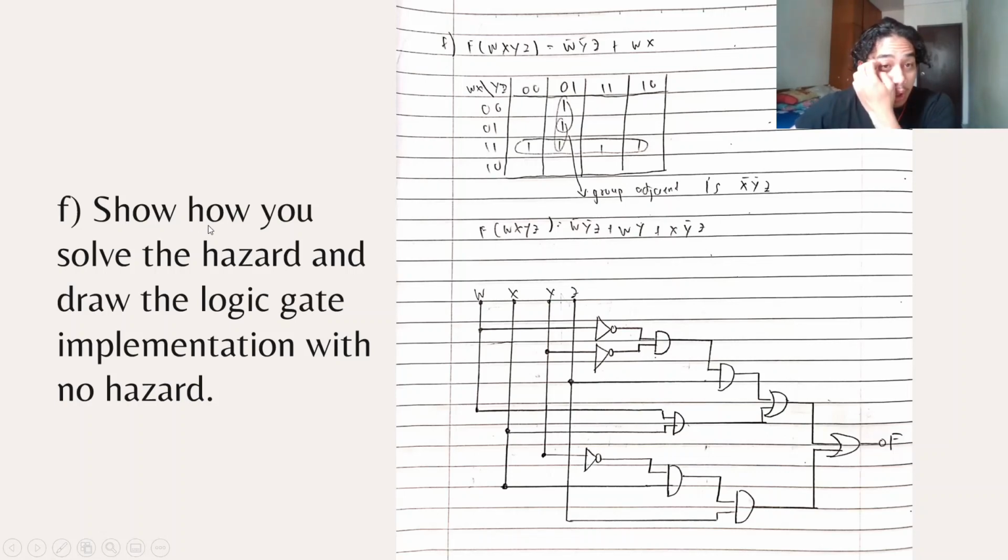F. Show how you solve the hazard and draw the logic gate implementation with no hazard. To answer this question, we need to reconstruct the adjacent groups again, and as you can see here, we make a group of adjacent ones here. So we get the term W X Y bar Z. From here we add X Y bar Z into the logic diagram here. So this is the final form of the logic diagram with no hazard. That's all from me. Thank you.